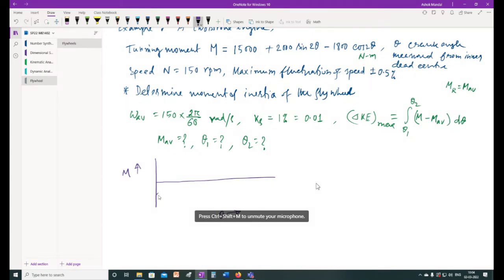Thirteen thousand two hundred. Somewhere here, if we say this line is 15,000, it is not zero, it is 15,000. Okay, this line is 15,000. So the graph would look like this.